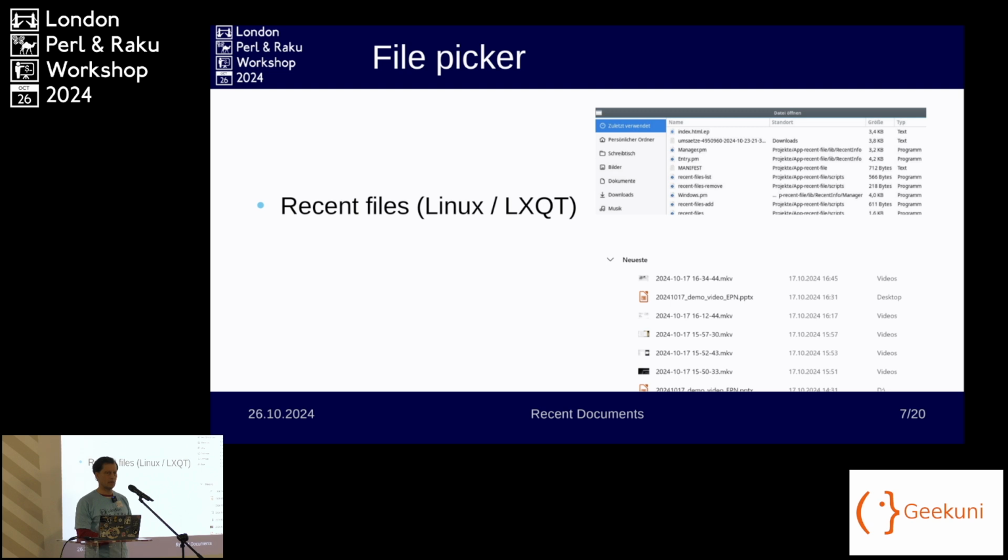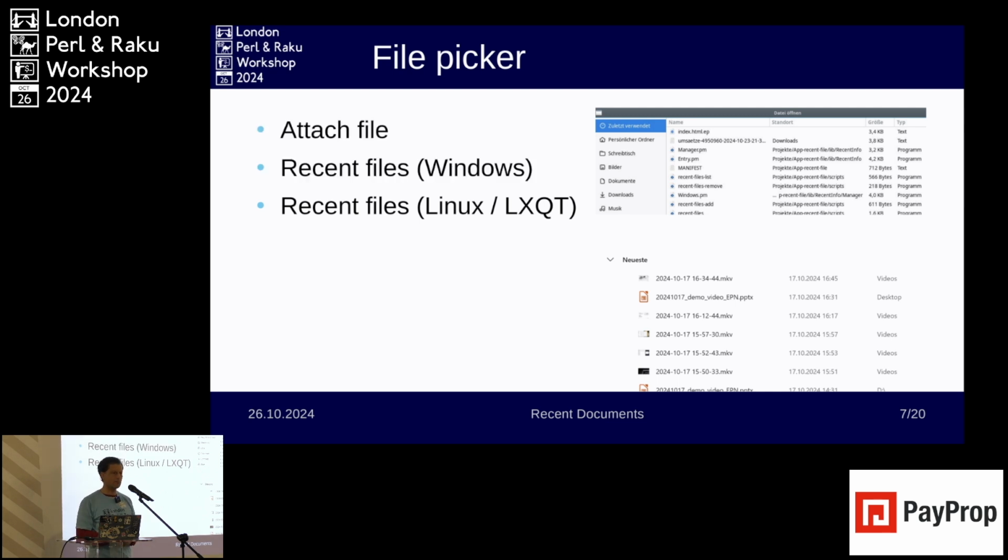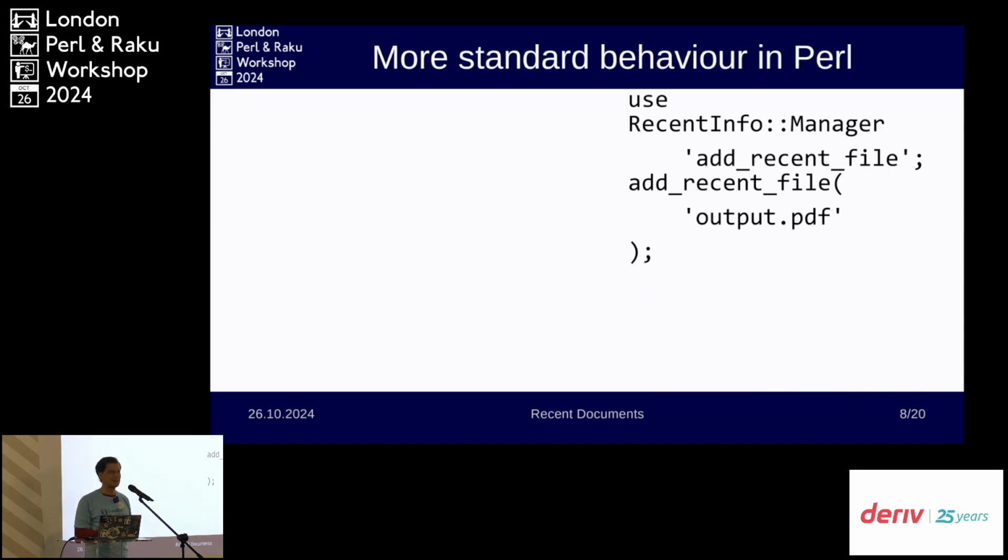Now, the file pickers also have the feature that I really come to like. They all have attached recent files or recent documents. In Windows, it is there, and here on the upper screenshot also for Linux or LXQT at least. And this means I can simply go there and attach the latest PDF if it shows up there. So this is what I wrote some code for, to make files show up that your Perl scripts create and that you can add them to the recent documents.